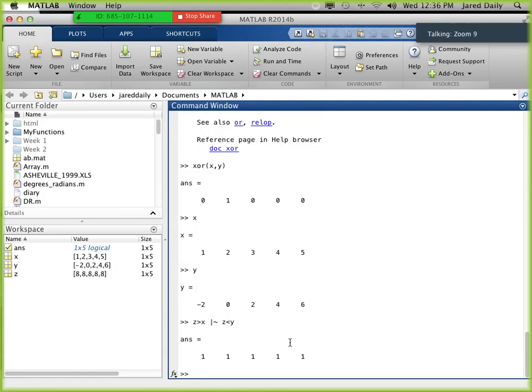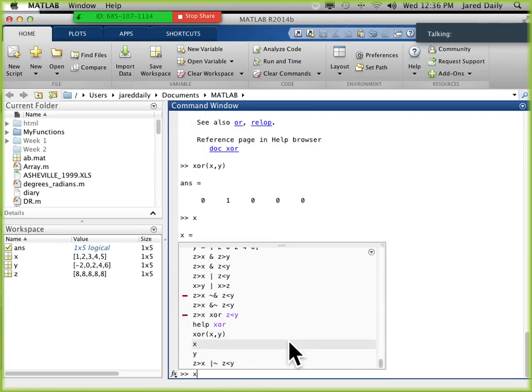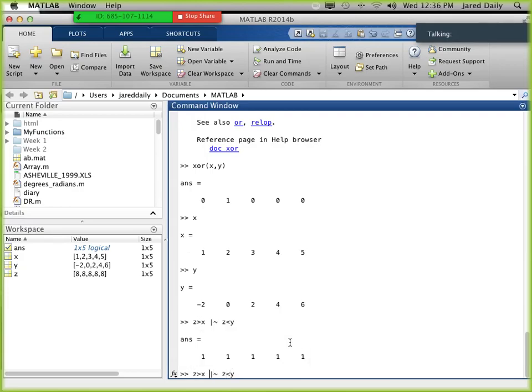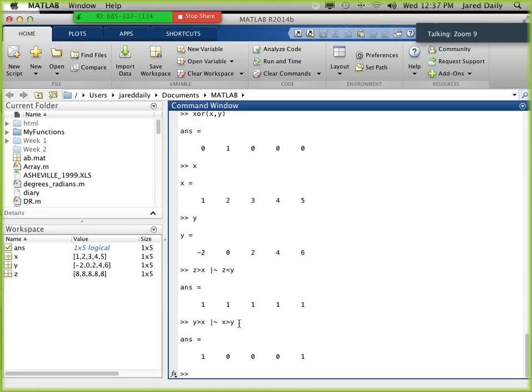Let's see. Let's do it with X and Y since we have X and Y right here. Let's do Y, X. That's the same thing. So we'll do it this way. Right? Okay, so this is if Y is greater than X or if X is greater than Y. And it's an exclusive, and these can never be exclusively true.